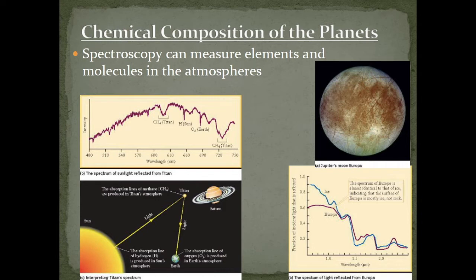And when we know what those absorption lines look like from testing those elements here on Earth, and we compare them to the absorption lines of atmospheres on another planet, we're able to determine what those planets' atmospheres are made out of.